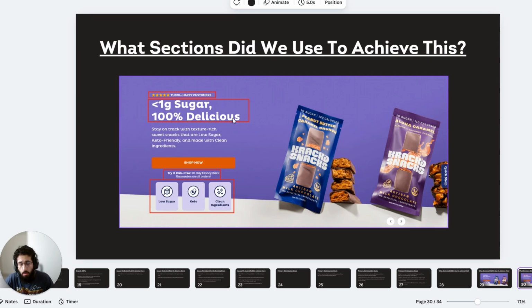We then usually follow with a title, and this title will be an offer or a desired result from using the product, or at the very least some type of important benefit or feature of the product itself. For this brand, they sell keto chocolate bars basically, so there are no carbohydrates or no sugar in them. In this case, it's less than 1 gram of sugar, 100% delicious. I don't love the mathematical symbol here from a copy point of view, but the client wanted to keep it.